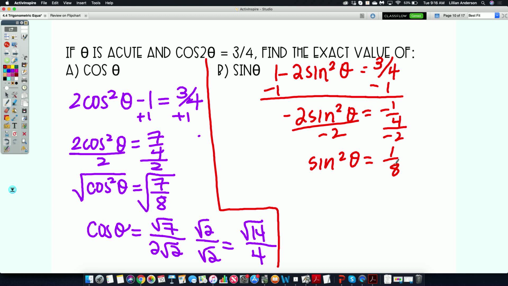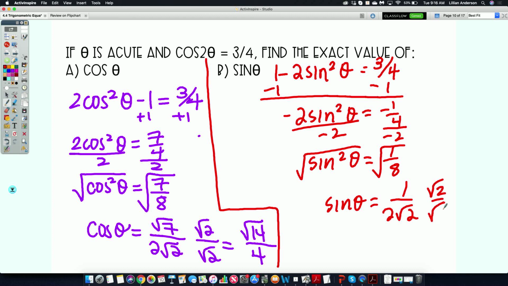Then I'll have to take the square root. And we know it's going to be positive or negative? Positive. Very good. That's 1 over 2 square root of 2, which I cannot have. So once I rationalize, sine theta is what? Use double angle identities to find exact values.